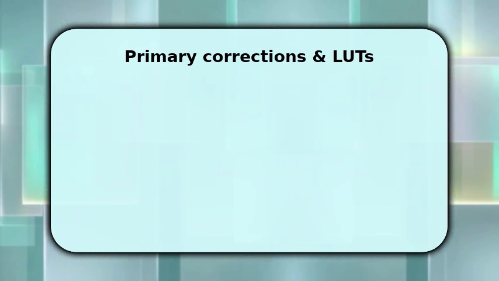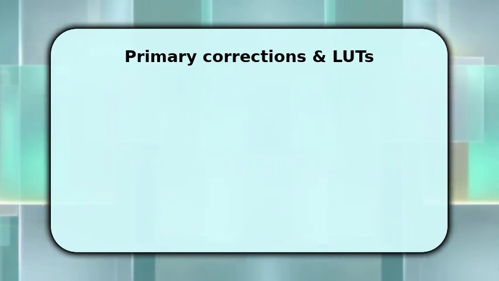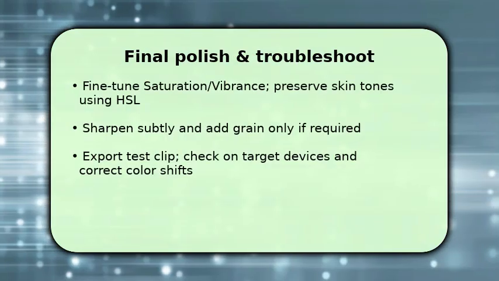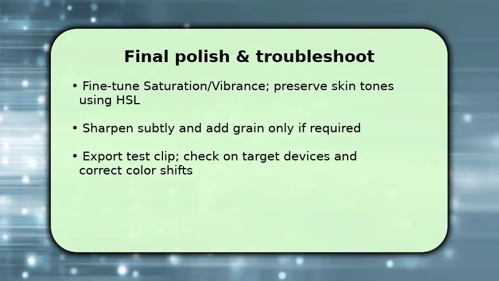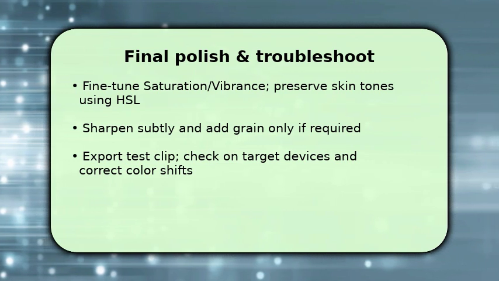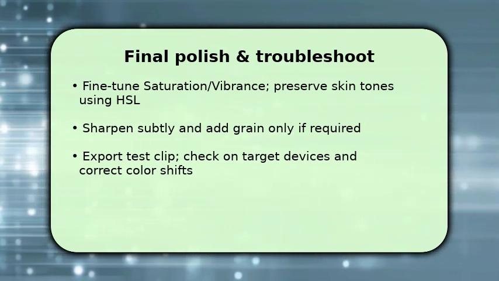Finally, you finish by refining color selectively. Use HSL to protect skin hues while adjusting overall saturation and vibrance. Subtlety matters. Once tonal balance is set, add a small amount of sharpening and optional grain to blend digital edges.